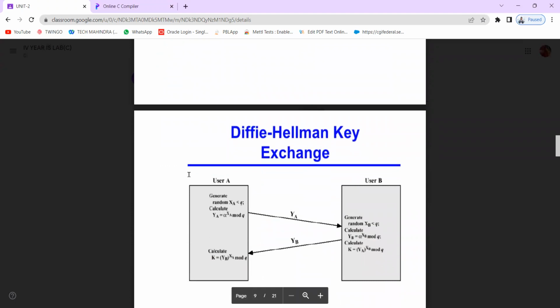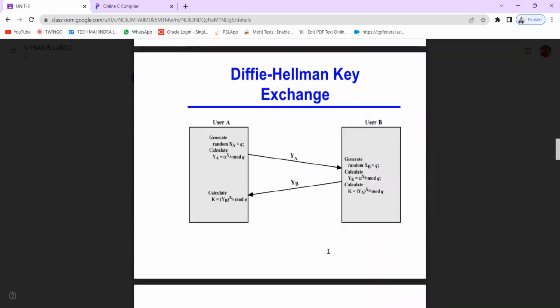Here we can see the block diagram. First, in user A, we'll generate a random private key which is less than the prime number, that is Q, and we'll calculate the public key of A. Then in user B, we'll generate a random private key of B, and then we'll calculate the public key of B, and both sides will calculate the secret key.